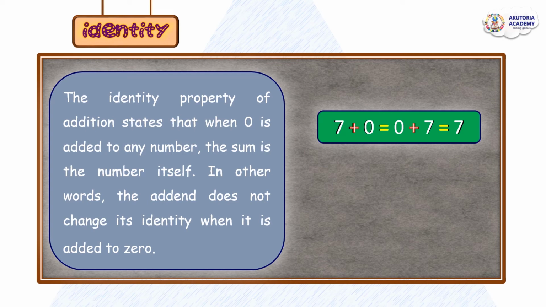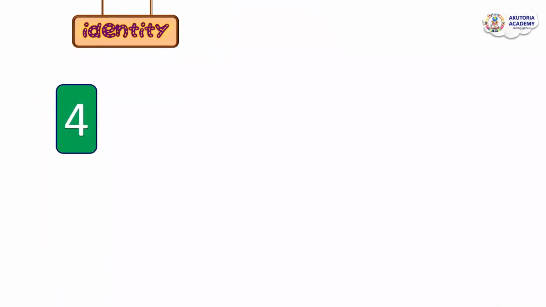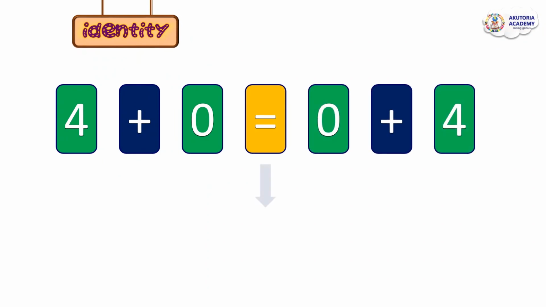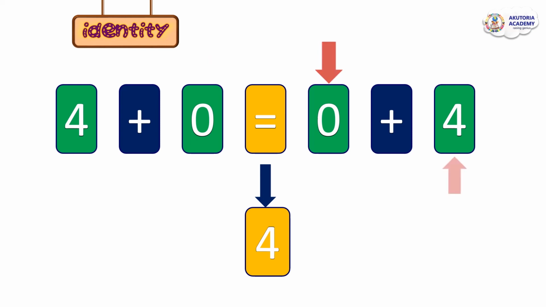Now, let's go in details. Having 4 plus 0, which is same as 0 plus 4, we get a sum of 4. Notice in the left hand part of the equation, we have 4 first, then 0. But at the right hand side, we rearranged it having 0 come first, followed by 4. Despite this rearrangement, our sum is still 4 because one of the addend is 0, and anytime 0 is added to another number, the sum would be that number.